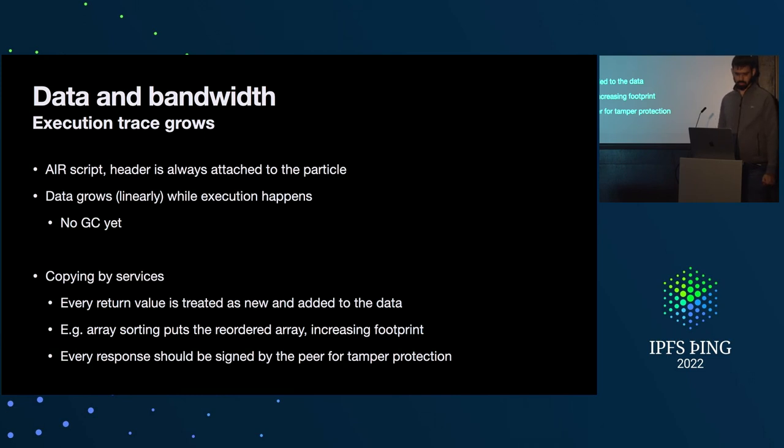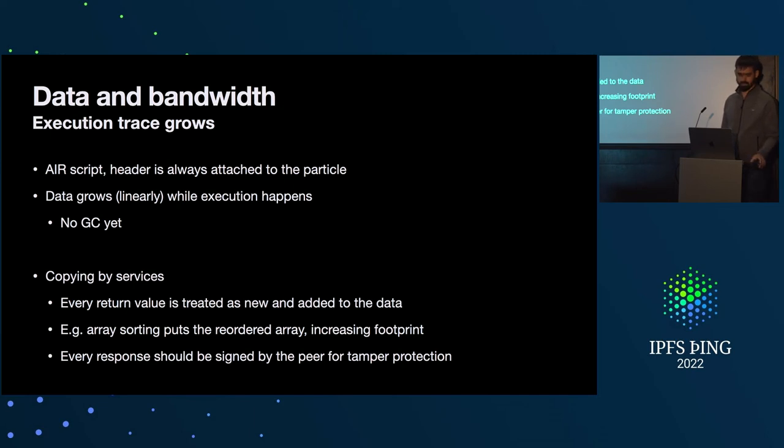Then as the execution trace grows, we have bandwidth pressure. The AIR script and the header are always attached to the particle, so it is always serialized to the wire, sent, received, and so on. It could be optimized, but currently it means that around 1 kilobyte is always added to every request. And the data grows while execution happens. We don't have garbage collection yet for the consumed data. It's planned, but not implemented. So it only grows.